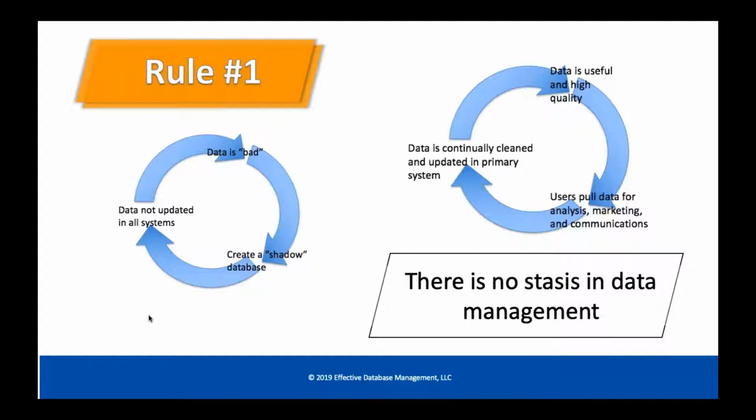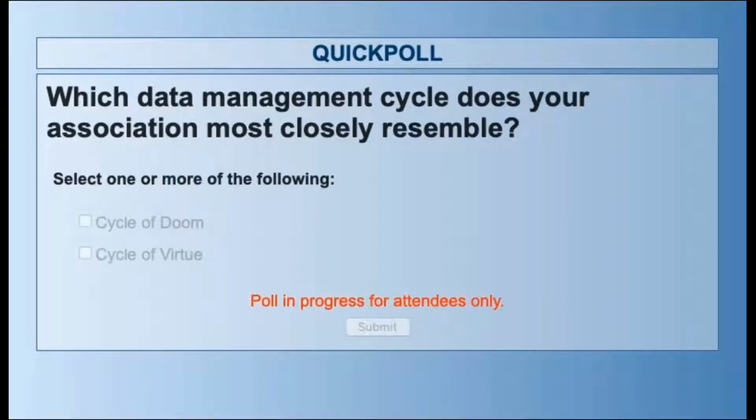Here's where I'd like to pause and throw up our poll question. It should be enabled right now. So you can see the quick poll here: which data management cycle does your association most closely resemble? Either you're in the cycle of doom or the cycle of virtue. There's no other choice you can make. You can't be in the middle. So if you just choose that and hit submit, we can see what the results are.